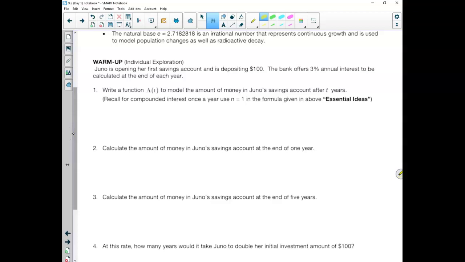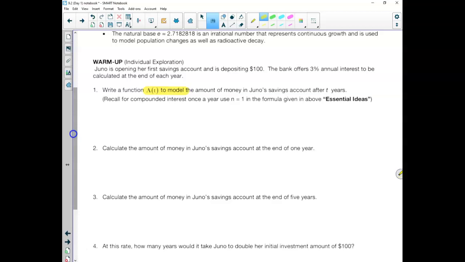Juno's opening her first savings account and she's depositing $100. The bank offers 3% annual interest to be calculated at the end of each year. Write a function A of t to model the amount of money in Juno's savings account after t years. Okay, so you're going to have to be writing models. Function models means they have an equation in them. If it's a model, it has a variable in it.